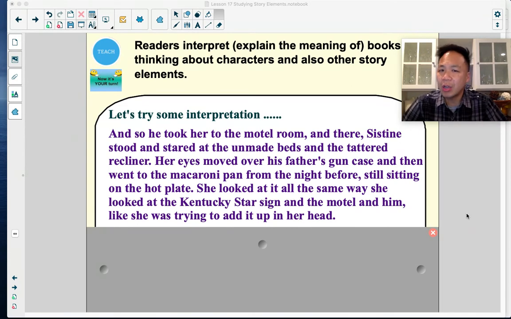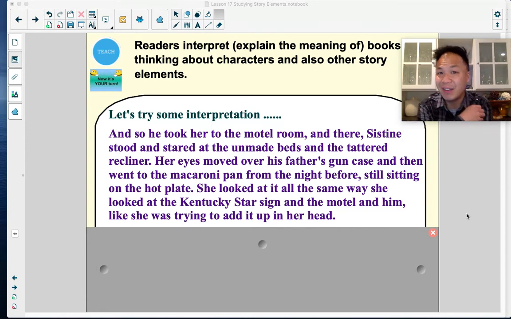And so he took her to the motel room, and there Sistine stood and stared at the unmade beds and the tattered recliner. Her eyes moved over his father's gun case and then went to the macaroni pan from the night before, still sitting on the hot plate. She looked at it all the same way she looked at the Kentucky Star sign and the motel and him, like she was trying to add it up in her head.